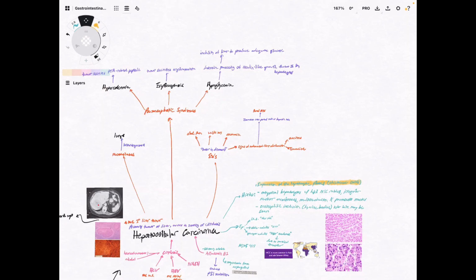So that's the histo. Just remember the cords become expanded, and that's about it. A higher nuclear to cytoplasmic ratio, but if you just remember the cords becoming expanded, you can remember seeing that picture. That's very classic for hepatocellular carcinoma.